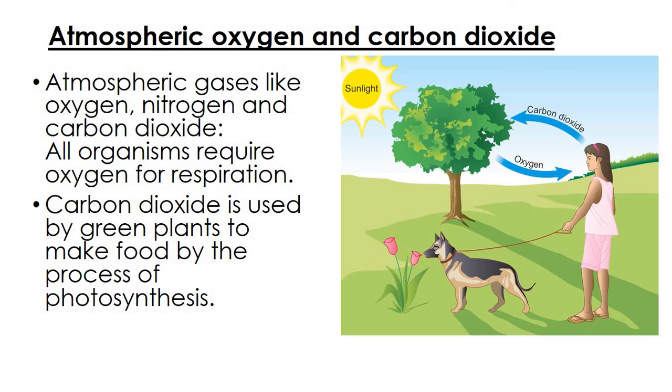Atmospheric oxygen and carbon dioxide. Of course, gases like oxygen, nitrogen and carbon dioxide. All organisms require oxygen for respiration. And we can't forget the misconception we often get here that it is only animals that carry out respiration. Of course, plants also carry out respiration. Respiration is just the breaking down of glucose to release energy, and that can then be used for various other processes which we have looked at. Carbon dioxide is used by green plants, of course, in photosynthesis, and we need to understand how those link together.